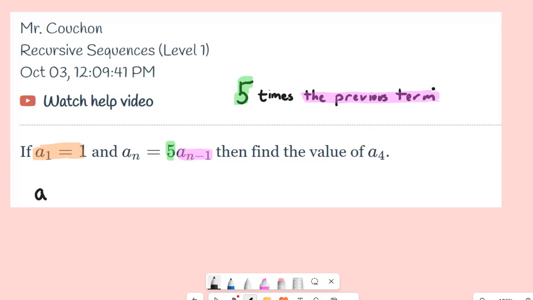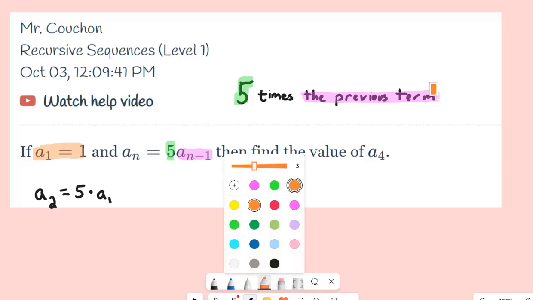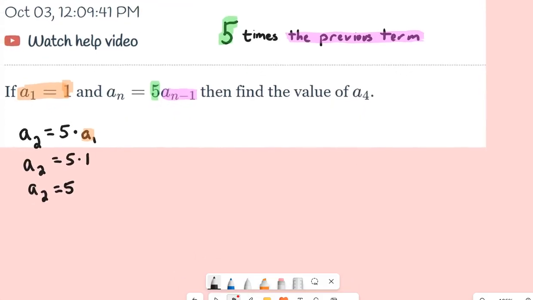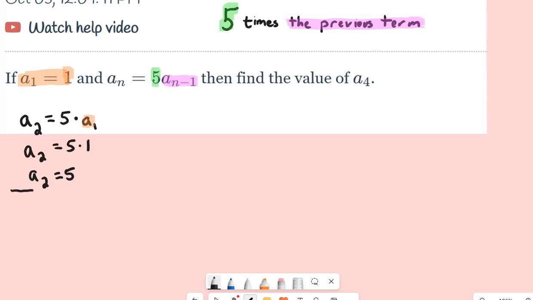We've got a sub n, so a sub 2 is what we're looking for. So that's going to be 5 times the previous term. Now the previous term of a sub 2 is a sub 1. Do we know what a sub 1 is? Yes, we do. It's right here. So to find a sub 2, we have to do 5 times 1. So a sub 2 is 5 times 1, which is 5. Okay.